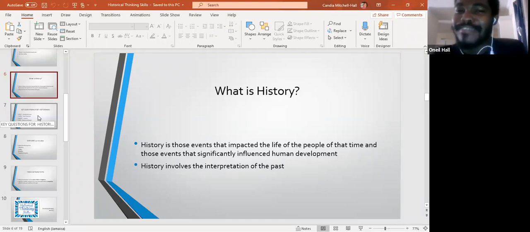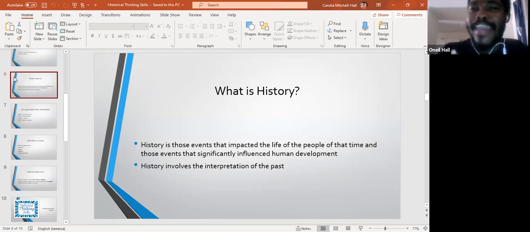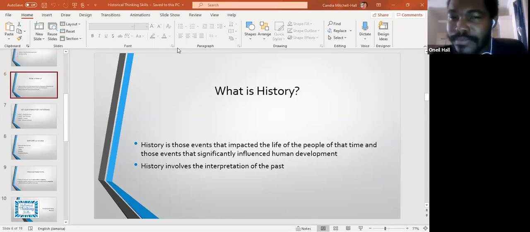Repeat, history is about events, people, because without people, you cannot have an event. So history is about people, events, time, and how those events that people were involved in during a specific time influence their development. History. Now, the next thing is that history is about interpreting the past, an interpretation of the past.